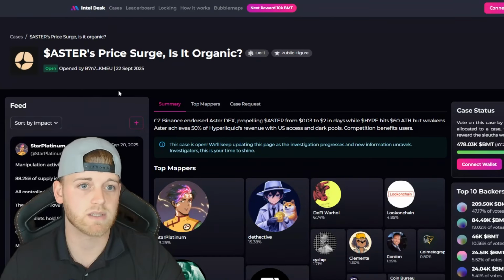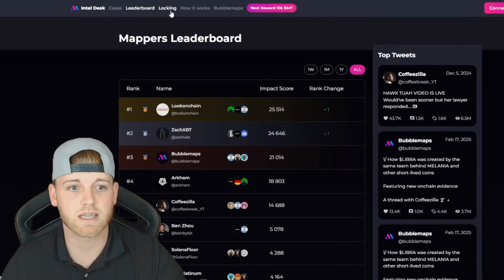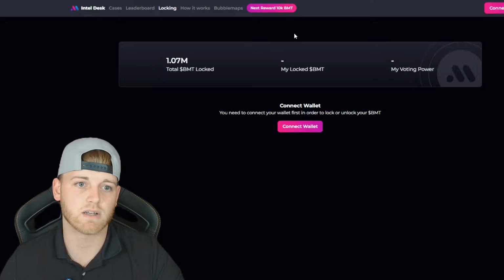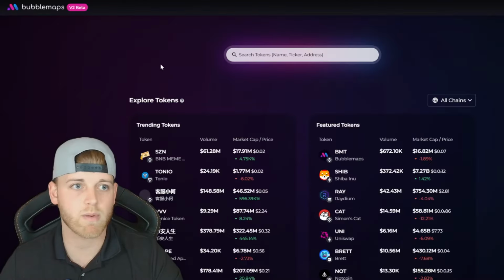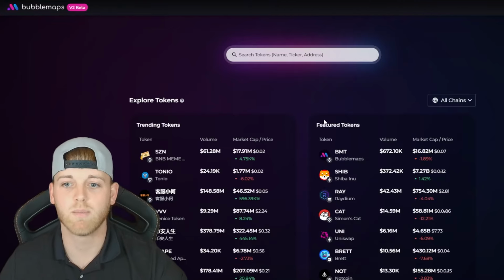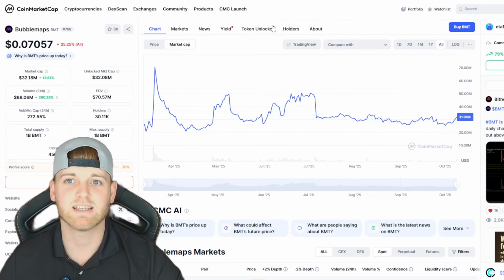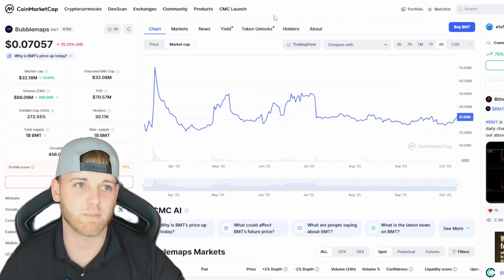Okay, so this is again just the Intel case. You've got cases, you've got leaderboards here, you've got locking. Obviously, you've got a more detailed explanation of how it works there, and then obviously you've got Bubblemaps itself. Now, Bubblemaps V2 is in a beta, so they will be launching more stuff with it in the future. But right now, at a $32 million market cap, it is super underpriced in my opinion.